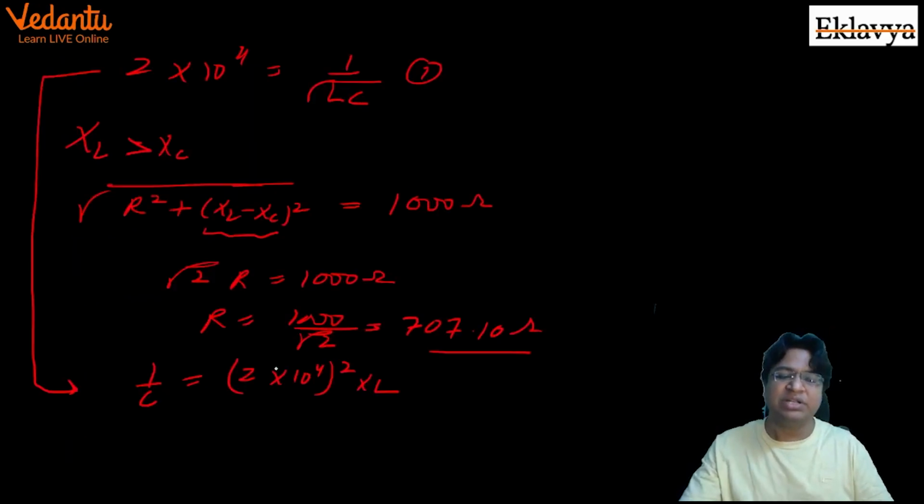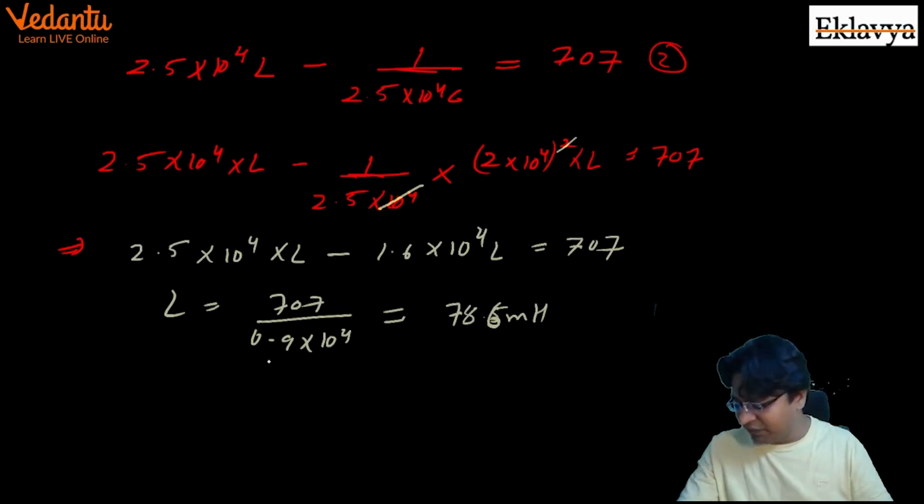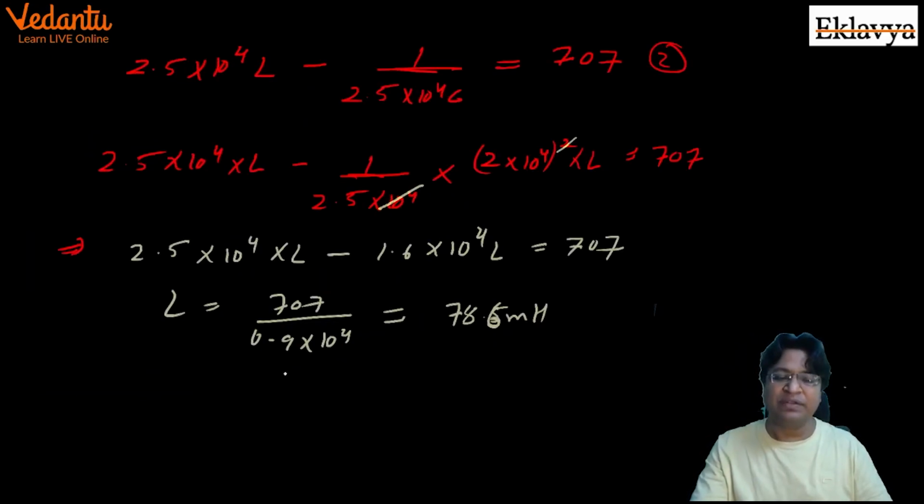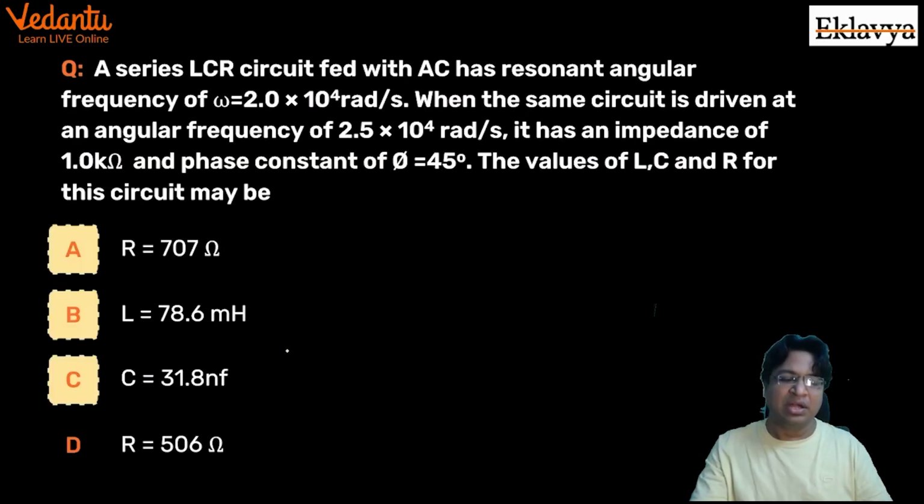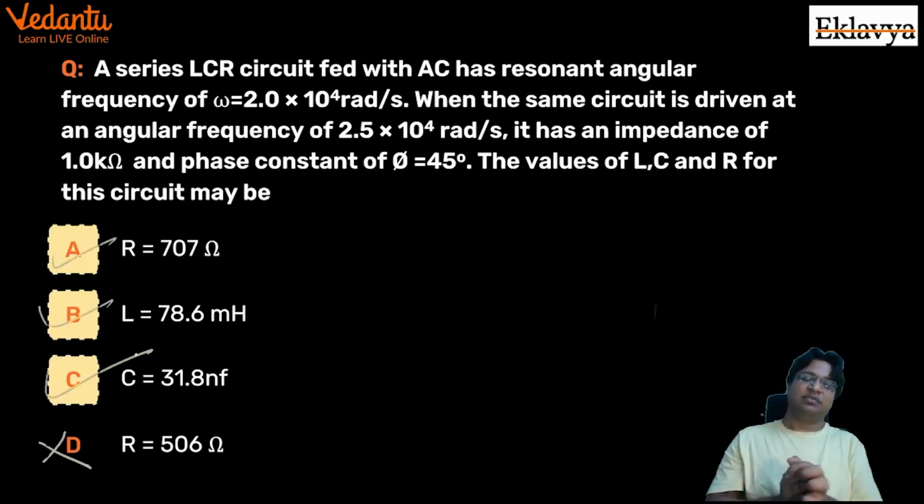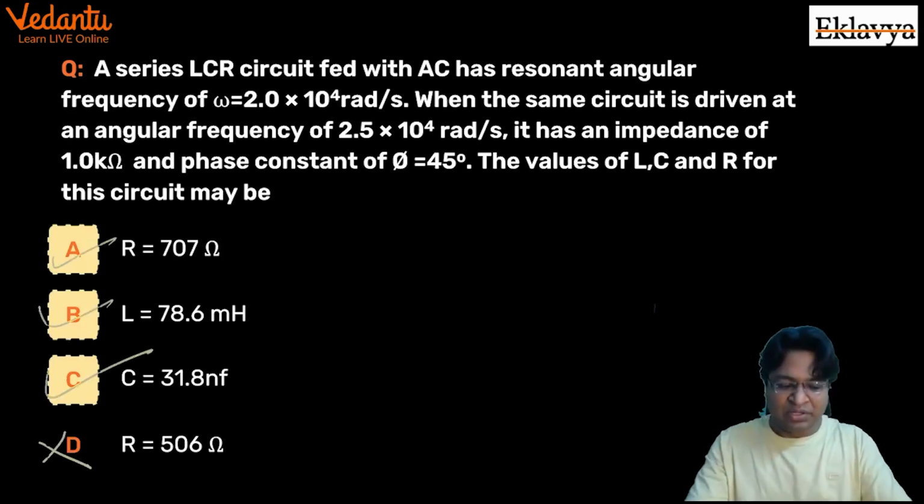Now C you can easily calculate by putting the numbers here. I'm not doing that calculation now, but if you do that calculation, I think you'll find option C as correct. You can finish the calculation and you can know. So this is definitely incorrect. So options A, B and C would be the right answers for this question.